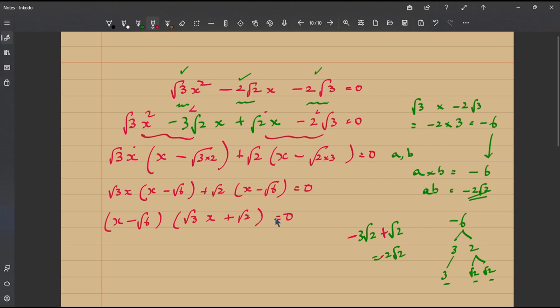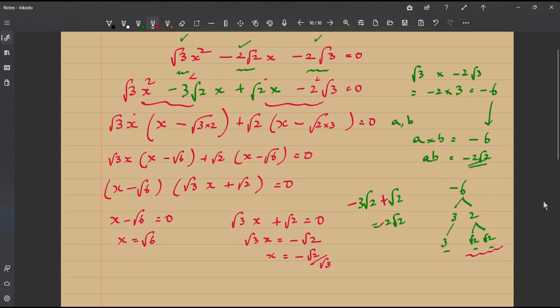Now we have factored the quadratic equation. Though it appeared to be difficult, with only a little thinking and splitting to suit our conditions, we have done it. Now we have the roots of this equation. It's x minus root 6 is equal to 0, or root 3 x plus root 2 is equal to 0. So we get either x is equal to root 6, or root 3 x is equal to minus root 2, so x is equal to minus root 2 by root 3. So these are the two roots of this quadratic equation.